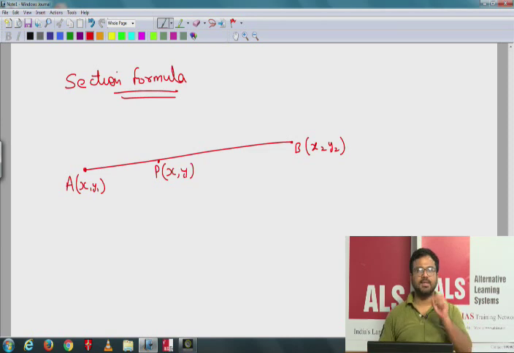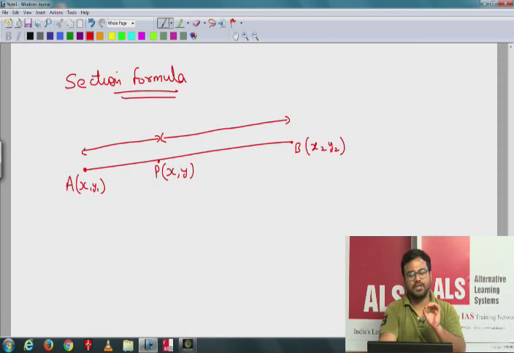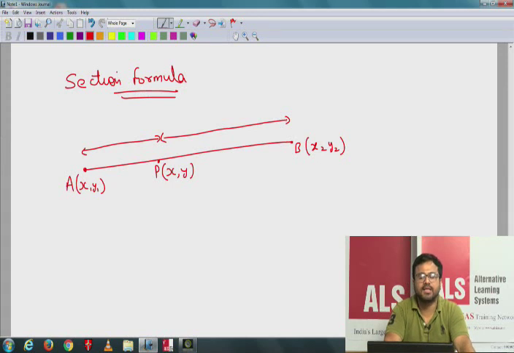Now when we place the point on this line segment, it will divide this line into two parts. One part is this AP and one part is this PB. So we have to find the ratio of AP to PB, in what ratio this point P is dividing the line segment AB. So let us say this is dividing it in the ratio M is to N.